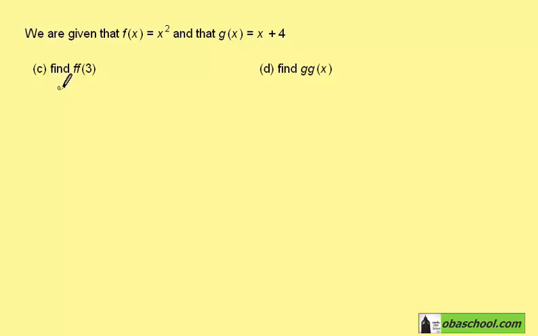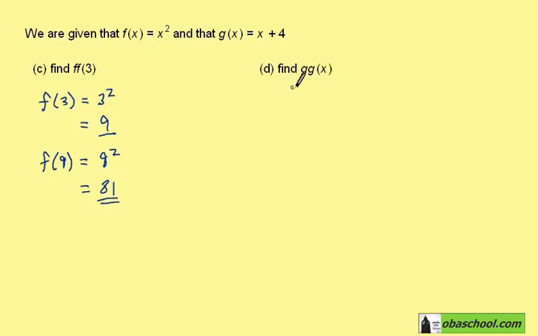We now have f of f of 3. So we do f and then we do f again. F of 3 is 3 squared, which is 9. So this is the input the second time. F of 9 is 9 squared, which is 81.